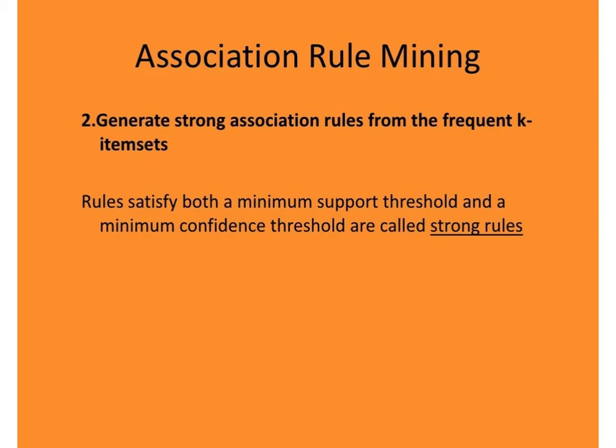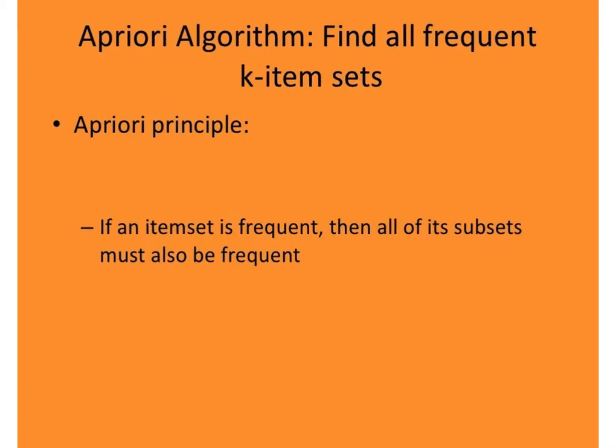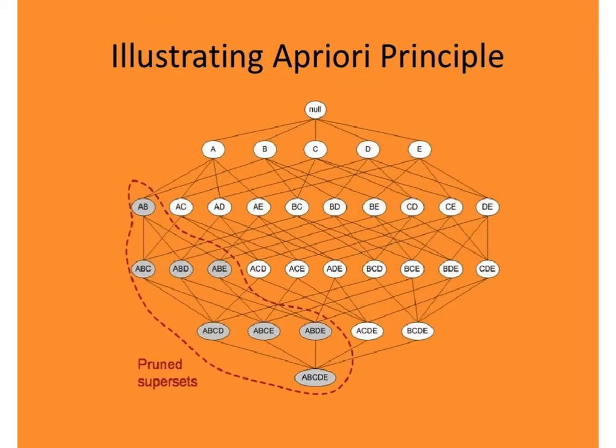Next, take a look at the Apriori algorithm. If an item set is frequent, then all of its subsets must be frequent. You see the relationship later on in the diagram. In this illustration, on the circle in red, we have A, B, ABC, ABD, ABE, and as you progress down, you have a pruned superset.